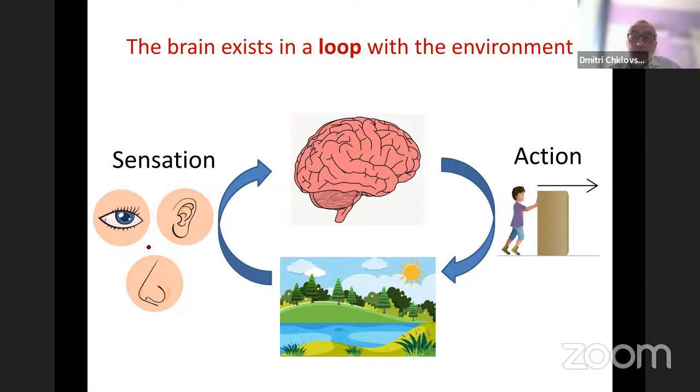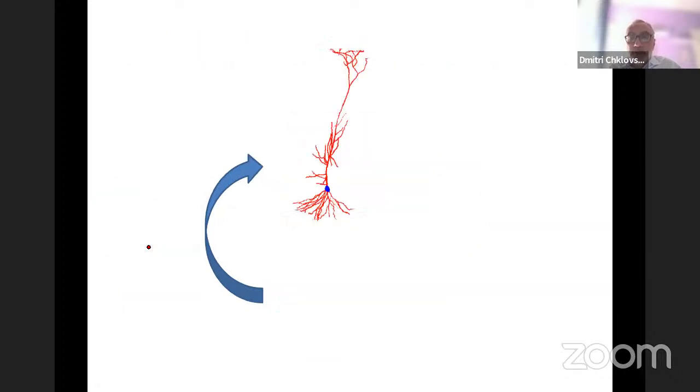So then it is clear that there is this sensory motor loop that is central to our understanding how the brain works. So what we did, we took this understanding of how the brain works a step further and applied it to the basic building units of the brain, which are neurons.